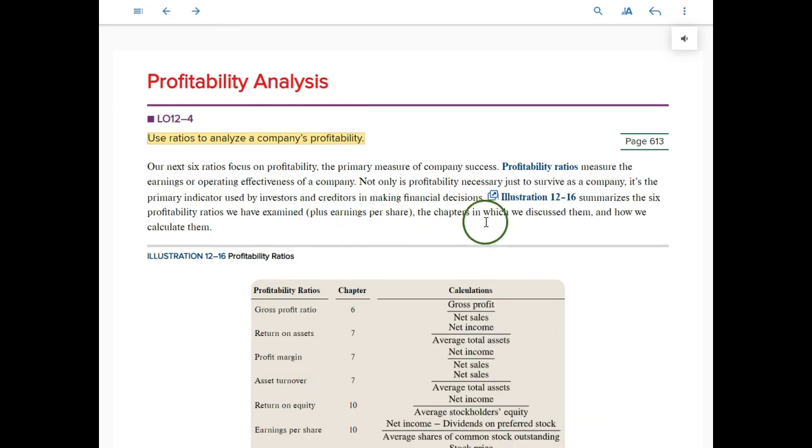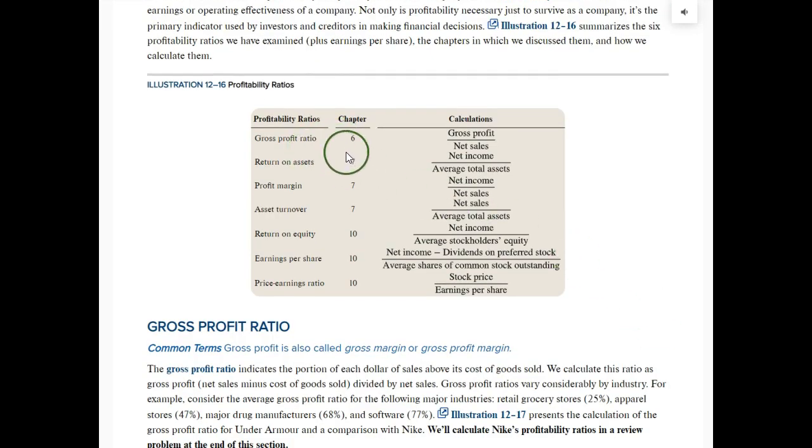Now your profitability analysis. Again, these are all ratios we've seen before. The gross profit ratio, gross profit divided by net sales, return on assets, how well are you using your assets to generate net income, profit margin, net income divided by sales, how efficient are you in getting net income out of your sales? In other words, are you keeping your expenses low? Asset turnover, how are you using your assets to generate net sales? Return on equity, how well are you using the average stockholders' equity to generate net income?